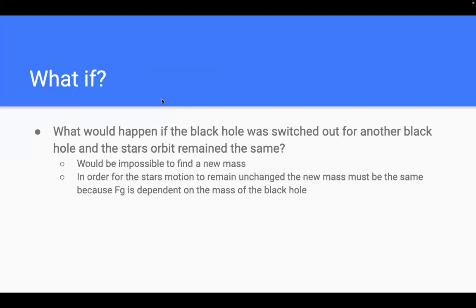What if? What would happen if the black hole was switched out for another black hole and the star's orbit remained the same? It would be possible to find a new mass. It would be impossible to find a new mass. In order for the star's motion to remain unchanged, the new mass must be the same because F gravity is dependent on the mass of the black hole.